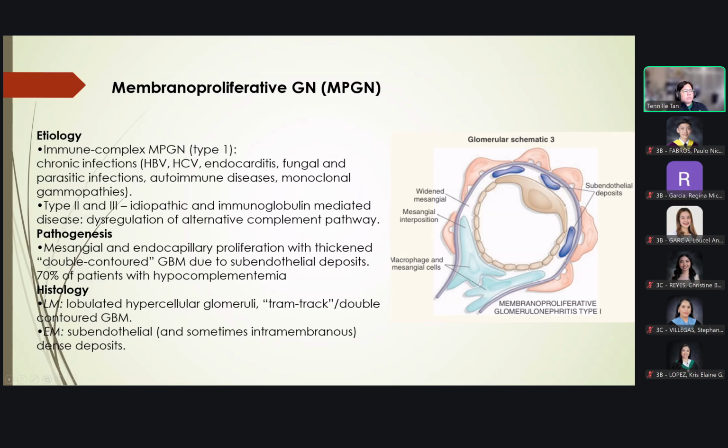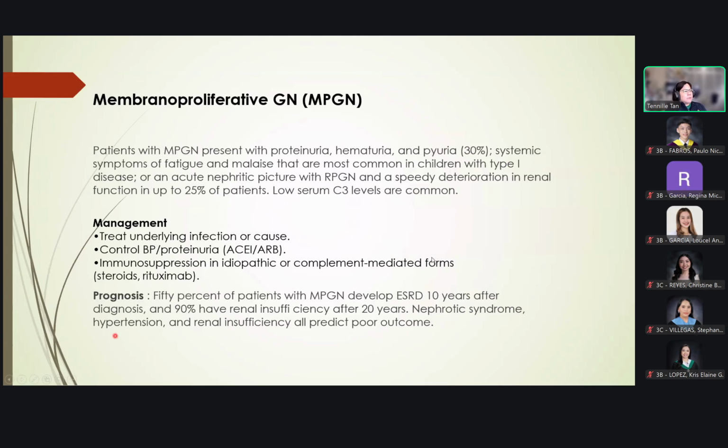So next, membranoproliferative. The previous one is mesangioproliferative. This one is membranoproliferative GN or MPGN. Patients with MPGN will often present with proteinuria, hematuria, and pyuria in about 30% of patients. Systemic symptoms of fatigue and malaise are most common in children with type 1 disease, an acute nephritic picture with RPGN, and a speedy deterioration in renal function in up to 25% of patients. And then low serum C3 levels are common.